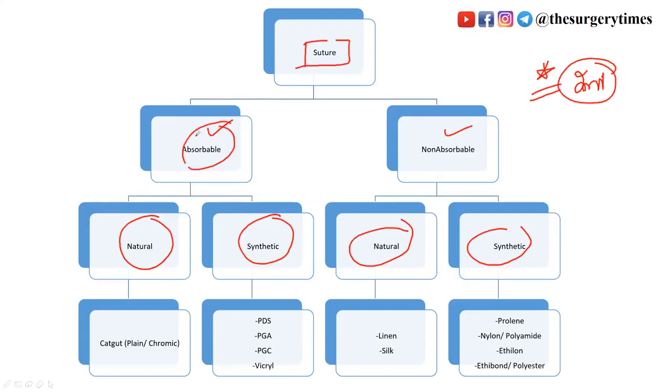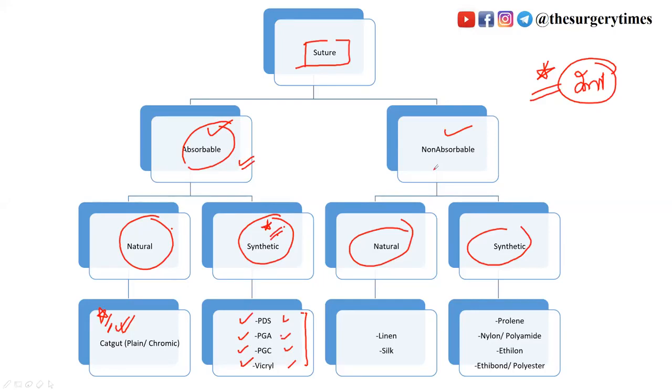Absorbable natural suture is catgut. This is mainly the one. Okay. And absorbable synthetic are PDS, polyglycolic acid, polyglecaprone and Vicryl. PDS, PGA, PGC, and Vicryl. These 4 are synthetic and absorbable. Synthetic absorbables have more strength as compared to other sutures.